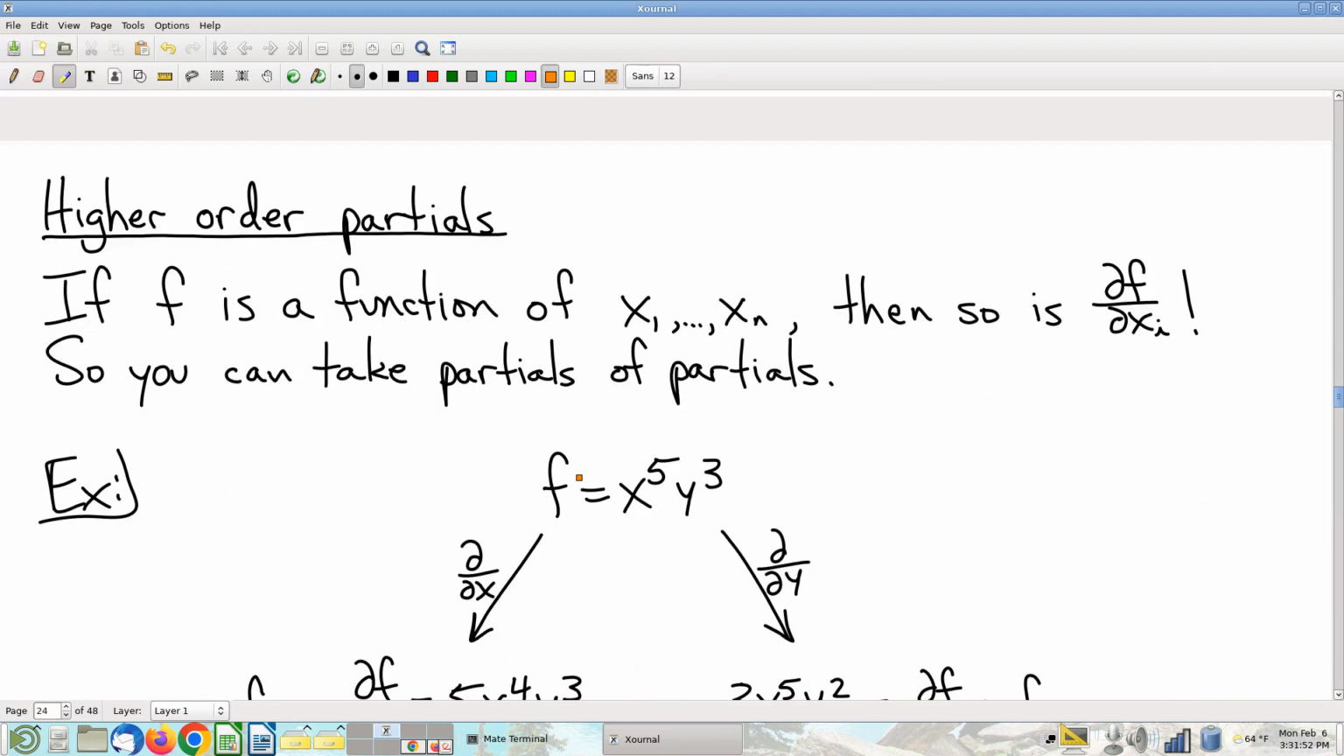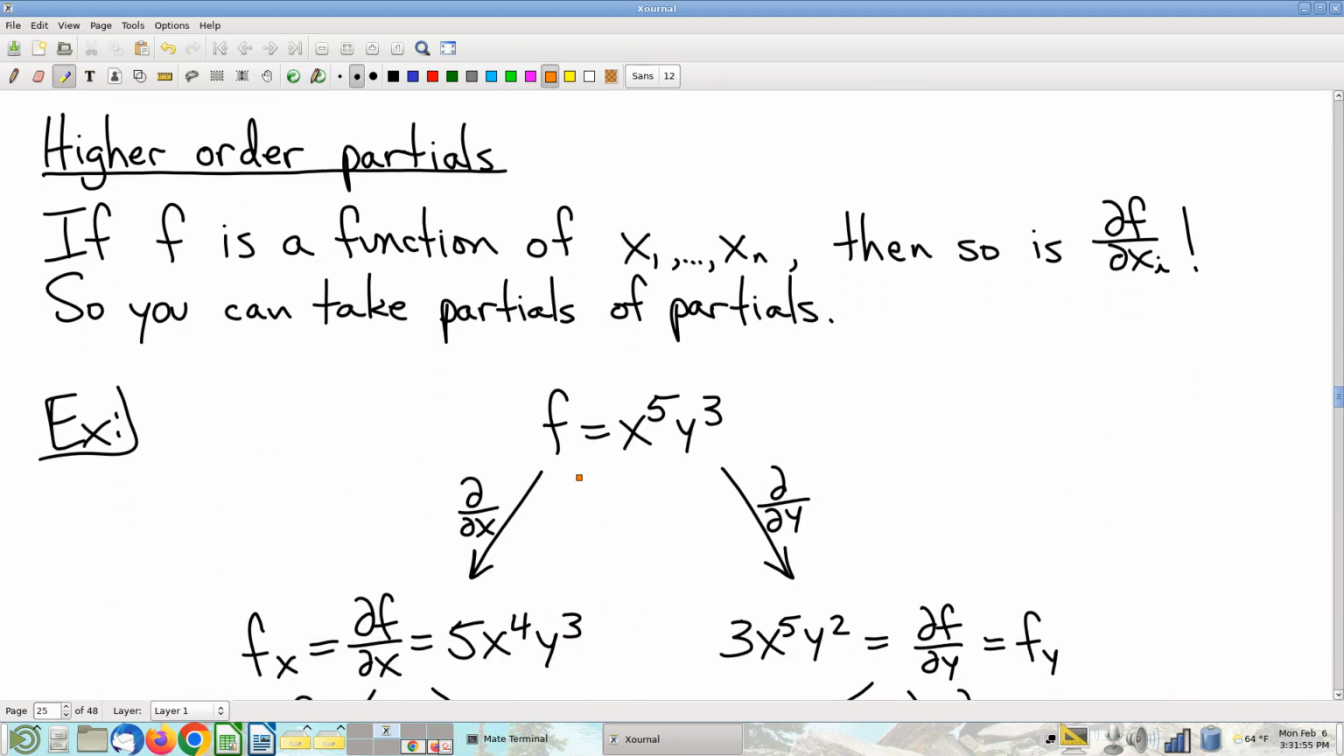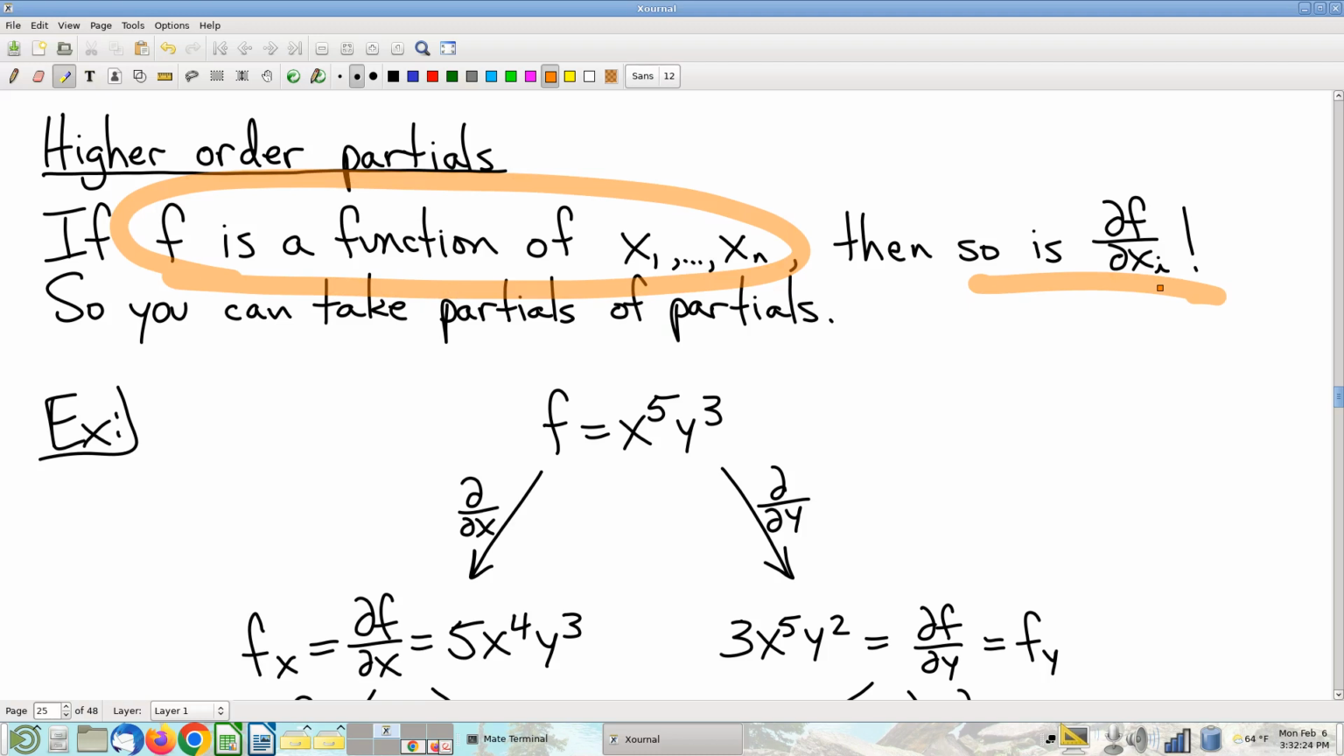Okay, so moving along. Higher order partials. This is actually a lot like single variable higher order derivatives. We make the observation in single variable calculus: if you have a function of x and you take its derivative, the derivative is also a function of x. So on that basis, you can take its derivative, etc. Same deal with a multivariable function. If you have a function of several variables, so is its partial with respect to any one of them, also a function of those same several variables.